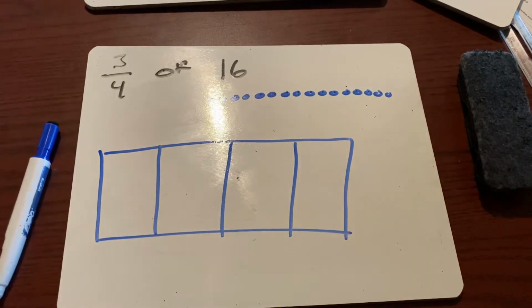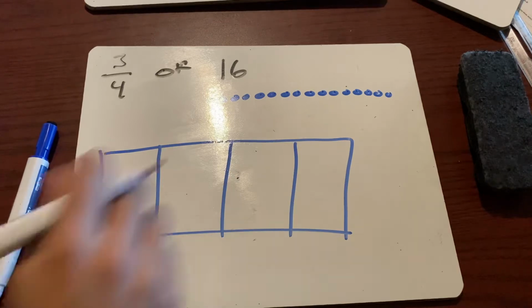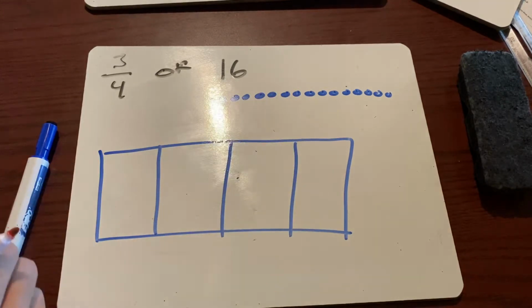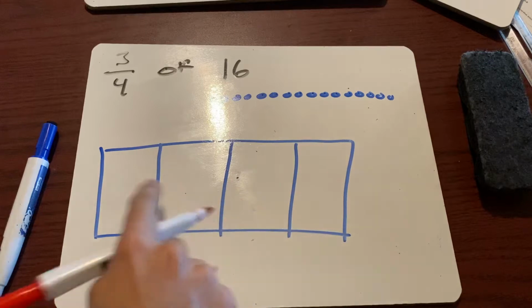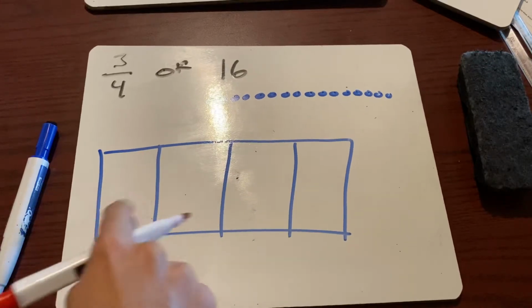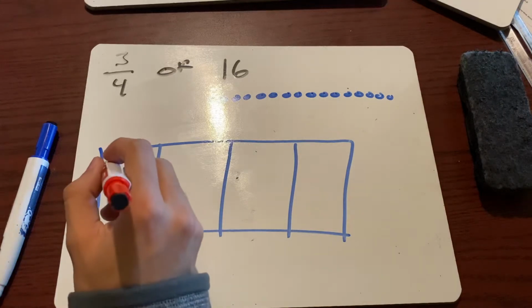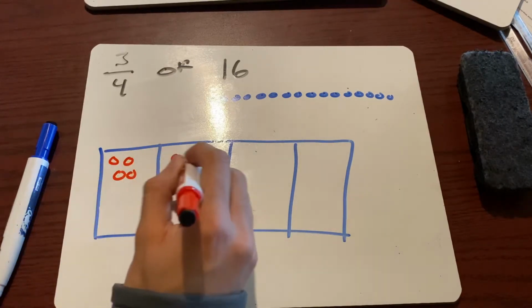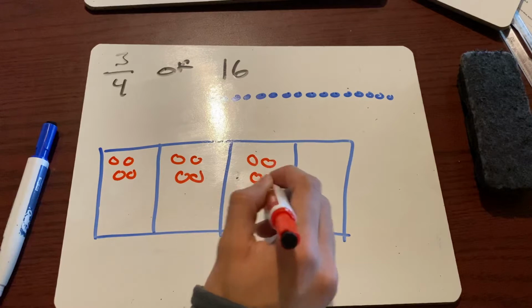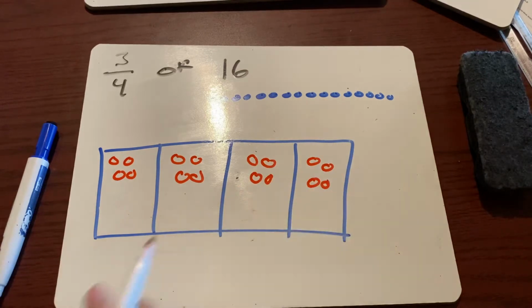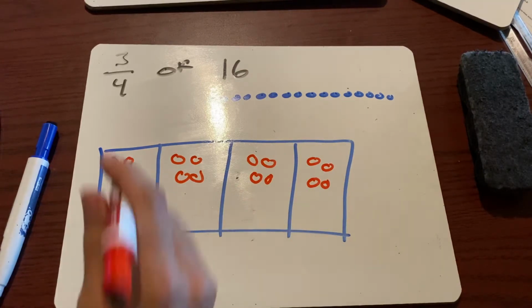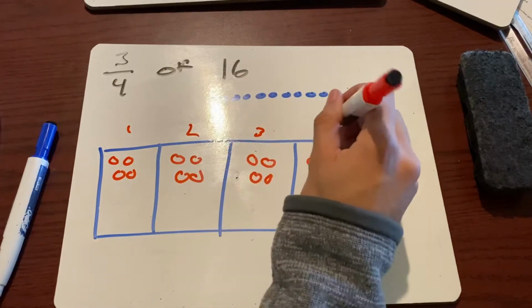All right, so I have 16 circles, 4 rows to put them in. How many are going to go in each row so that they're each the same? Exactly, 4. 1, 2, 3, 4 in each row. Simple. I have 4 pieces.